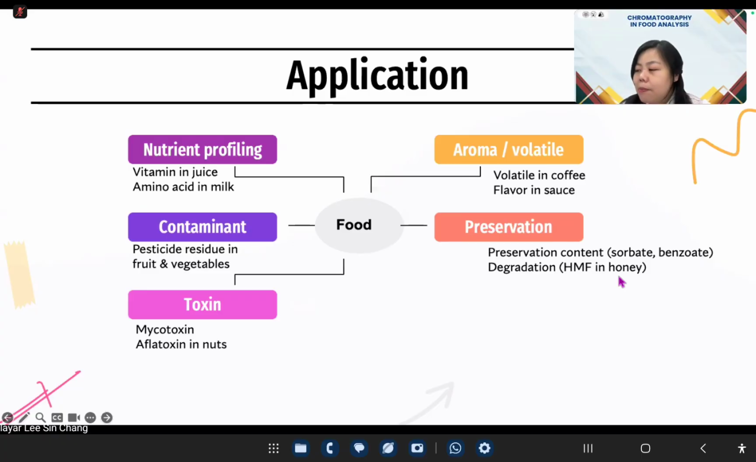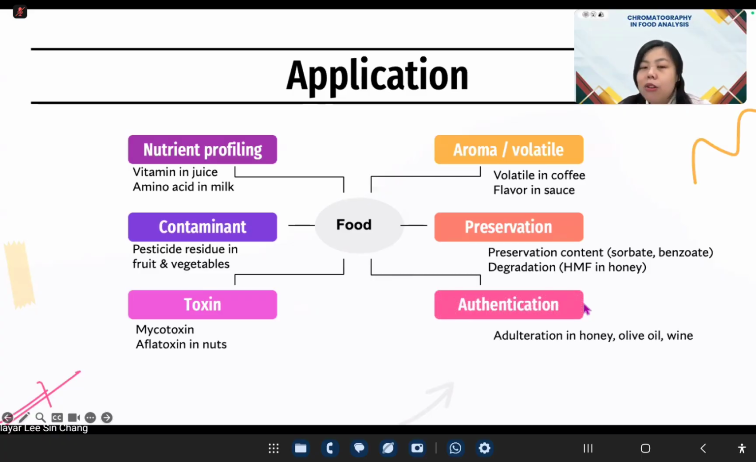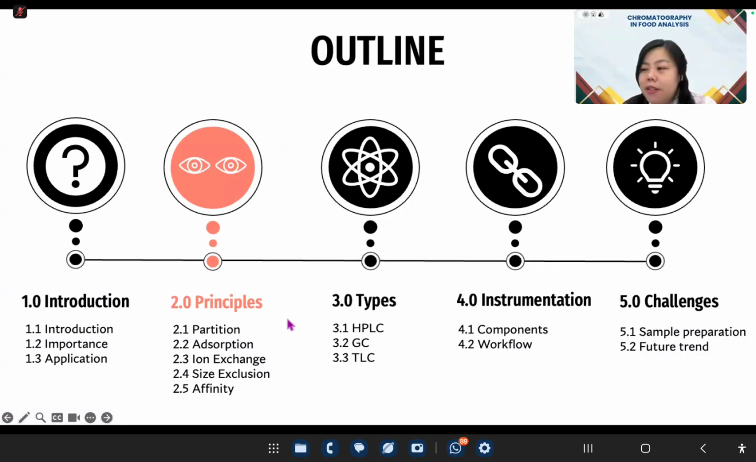All right. Last but not least, of course, we use it to check authenticity. For example, olive oil. Is there any mixture of other plant oils, or is it a pure virgin olive oil or not? So these are all the methods we use to know whether it's authentic or not. All right. Next, we will move on to the principle.